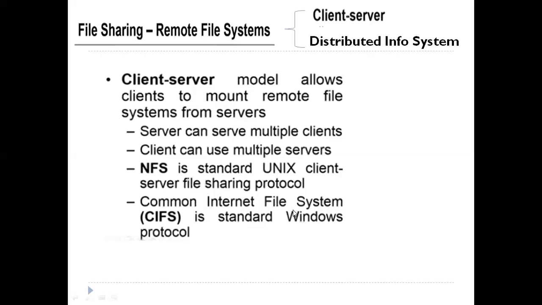We know what a client is. The system that is requesting is called a client, and the system that fulfills the request we call a server. Client server models allow clients to mount remote file systems from servers. So you have a single client connecting to multiple servers, or servers can have multiple clients. So you have one to many, many to one, or n to m connections. When that kind of architecture is there, you have their own protocol built on the type of operating system you will be using.